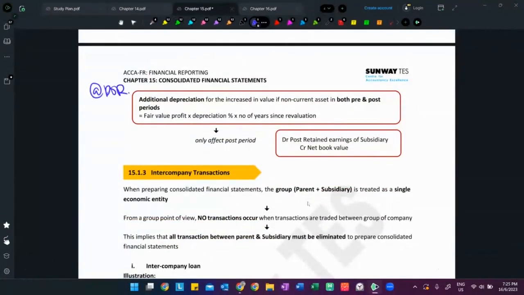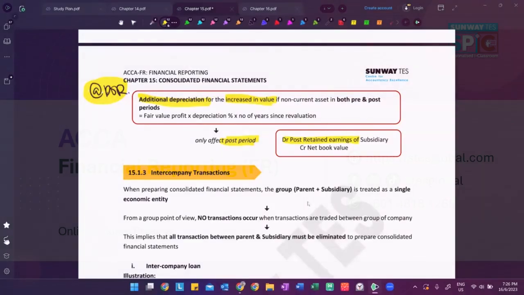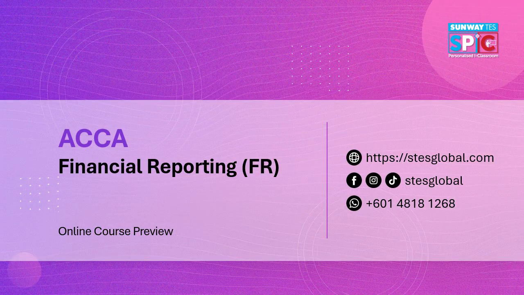At the date of reporting as well, at each year end, once you have increased the value of the asset, there will be additional depreciation for any increase in the value of the non-current asset. So you must charge additional depreciation on the fair value adjustment that you have made. And this depreciation will affect the post period because it's being calculated at the date of reporting. So you will debit the post retained earnings of the subsidiary, and credit the net book value. That's all. So this is the fair value adjustment.